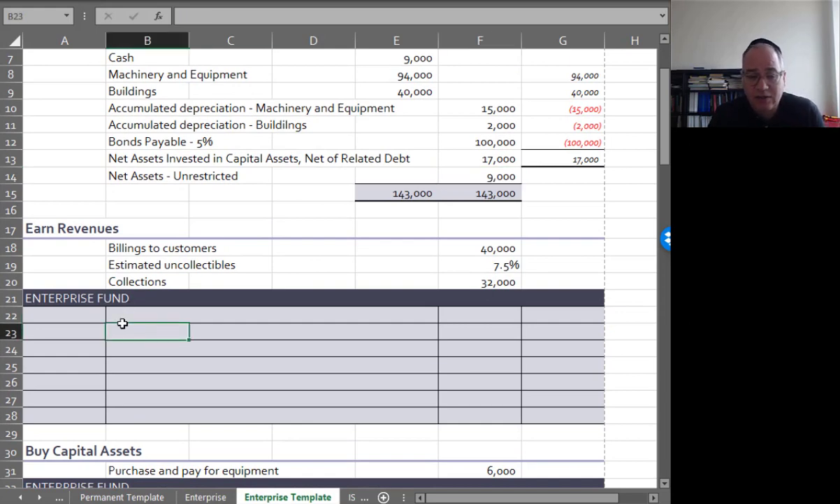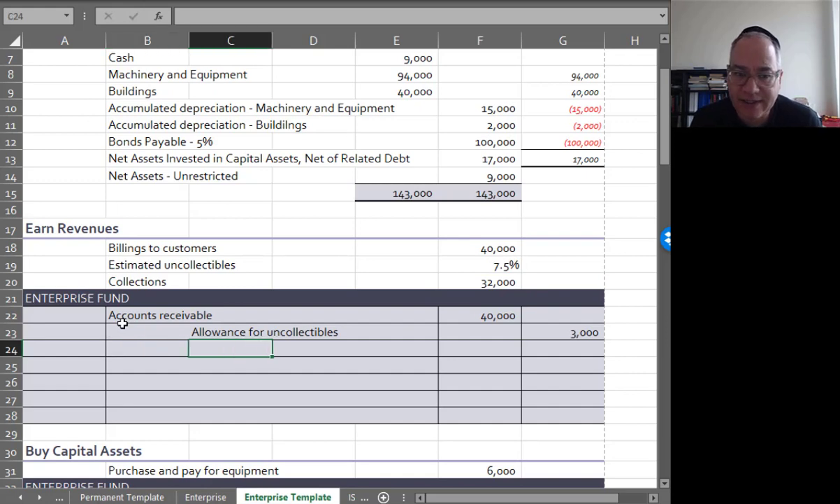Now this is going to look very familiar to you. Let's say we bill our customers $40,000. I'm going to debit accounts receivable for $40,000. I'm going to credit allowance for uncollectibles. This is a little more like governmental accounting, because we're not doing bad debt expense, but rather netting it against the revenues. Revenue, water sales, would only be for the amount that we expect to collect net, $37,000 in this case.